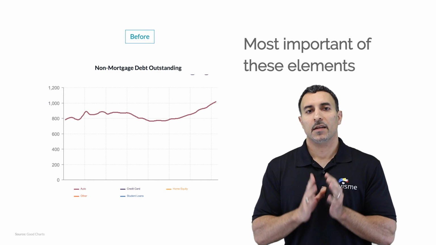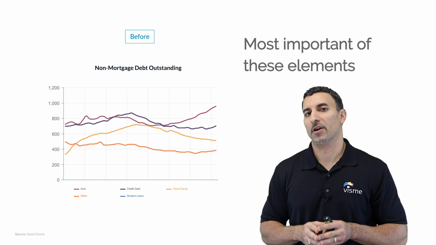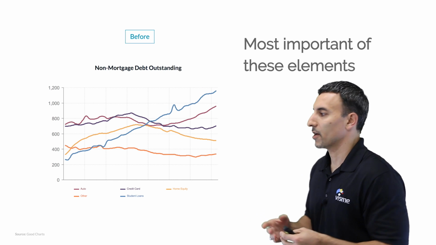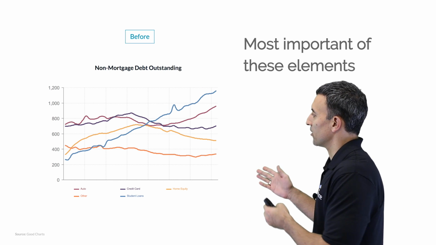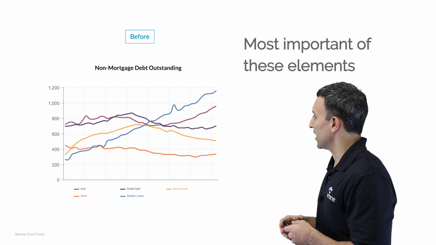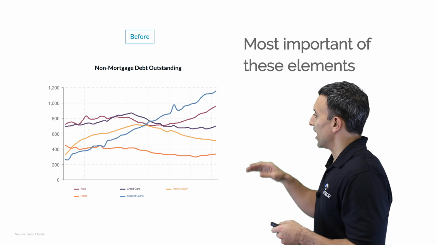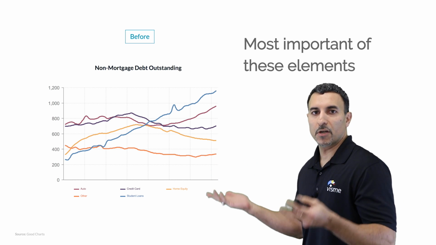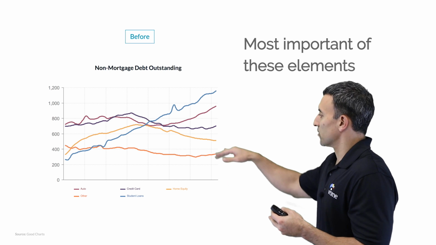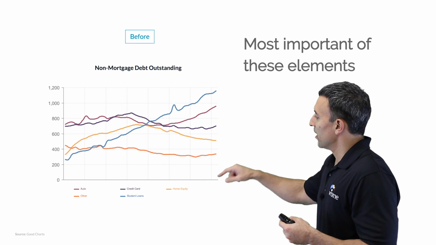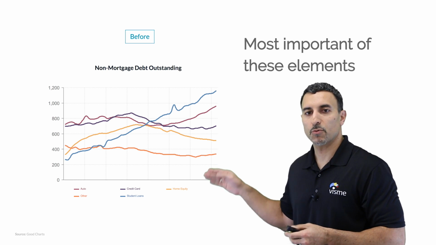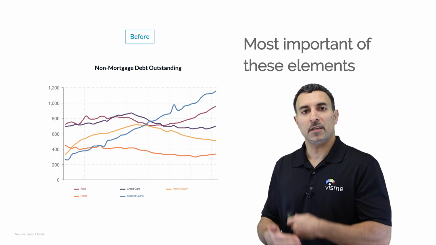Now, let's talk about the most important items of the chart. In other words, when you're presenting something, you want to allow the user's eye to go towards the focal points. So this is a chart about non-mortgage debt outstanding. If you look at it, this is personal debt in different categories. There are 4 different lines, well, actually 5, in different colors, and you really don't know which one to look at. But perhaps in this case, you want to concentrate on the student debt.